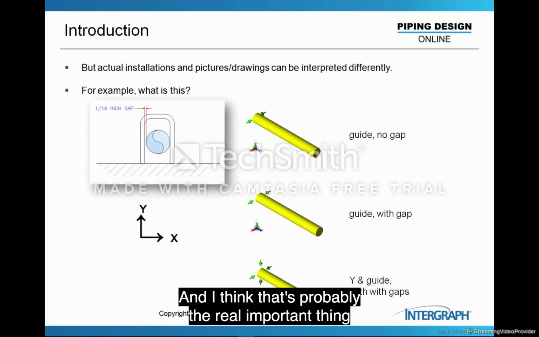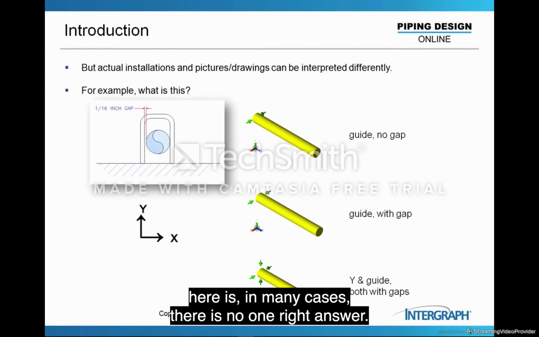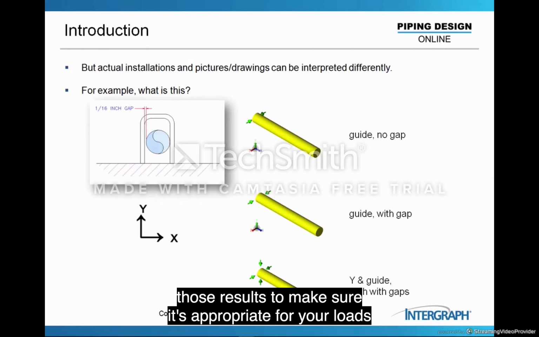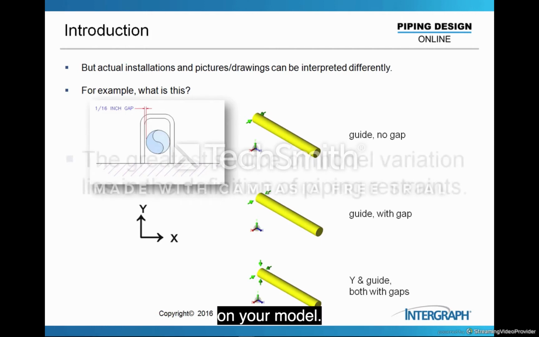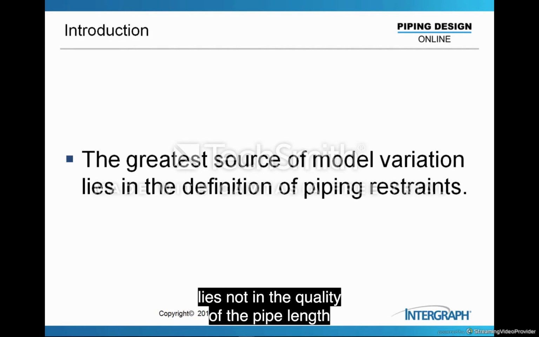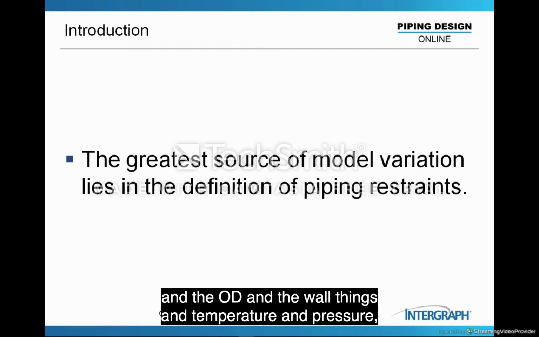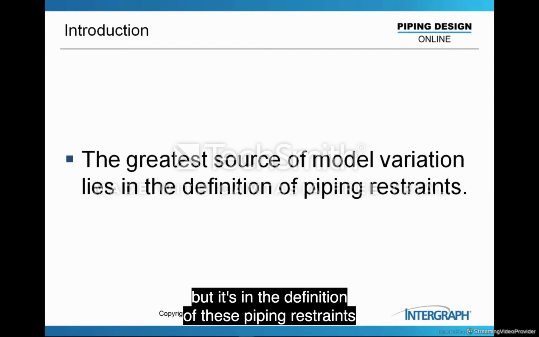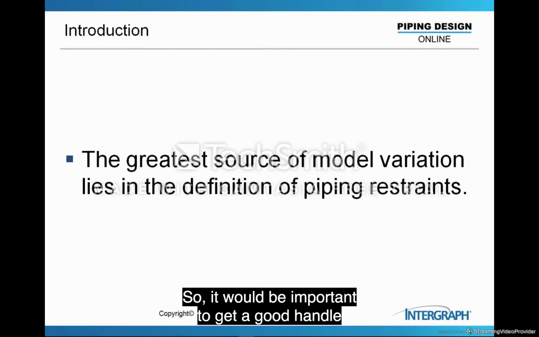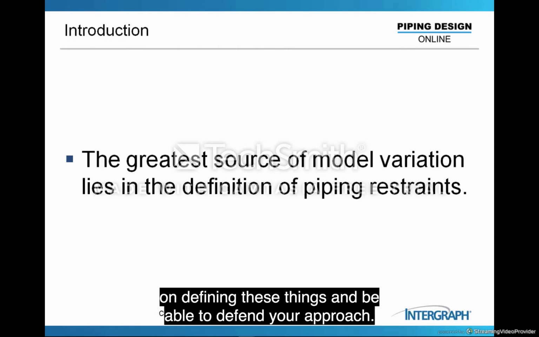And I think that's probably the real important thing here, because in many cases there is no one right answer. But it's up to you again to check those results to make sure it's appropriate for your loads on your model. I'll say this, the greatest source of model variation lies not in the quality of the pipe length and the OD and the wall thickness and temperature and pressure, but it's in the definition of these piping restraints in your Caesar 2 model.